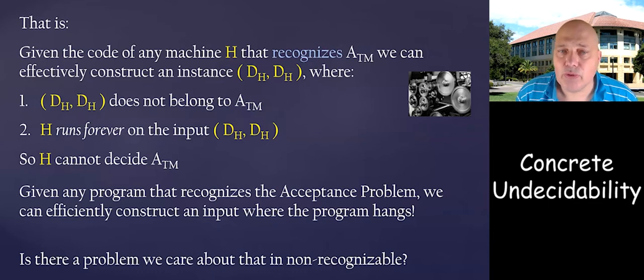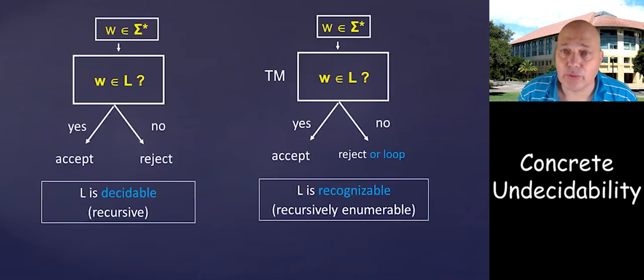So given any program that recognizes the acceptance problem, we can efficiently construct an input where the program hangs. And the next question is: is there a problem that we care about that is not recognizable? We already know that there are many problems that are not recognizable, but is there a problem that we care about that's not recognizable? We just showed a problem we care about that's not decidable, and we'll see one that's not recognizable.